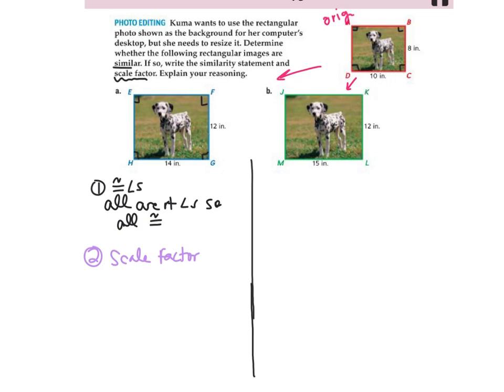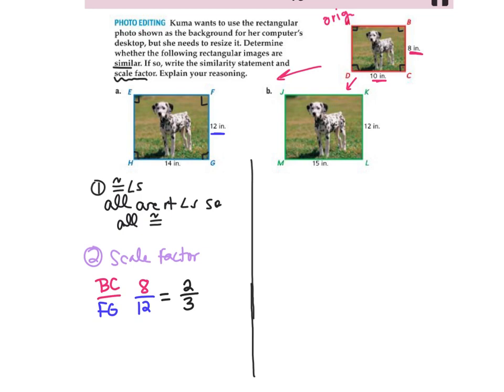So for our first one, we're going to take side BC, and we're going to look at the side it corresponds with, or in this case, FG. Okay, so I know that BC is a length of 8, and FG is 12. Okay, this gives me a scale factor of 2/3 from BC to FG. Okay, so it gets bigger by 2/3. All right, next we're going to look at the other pair of sides.